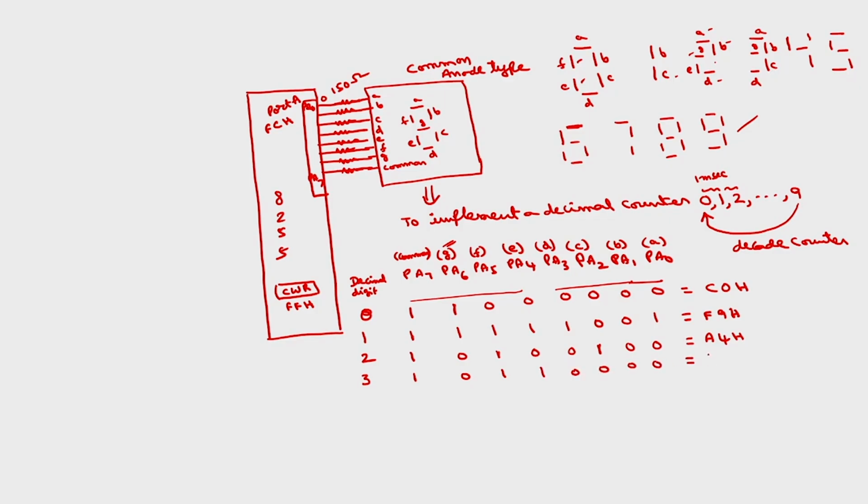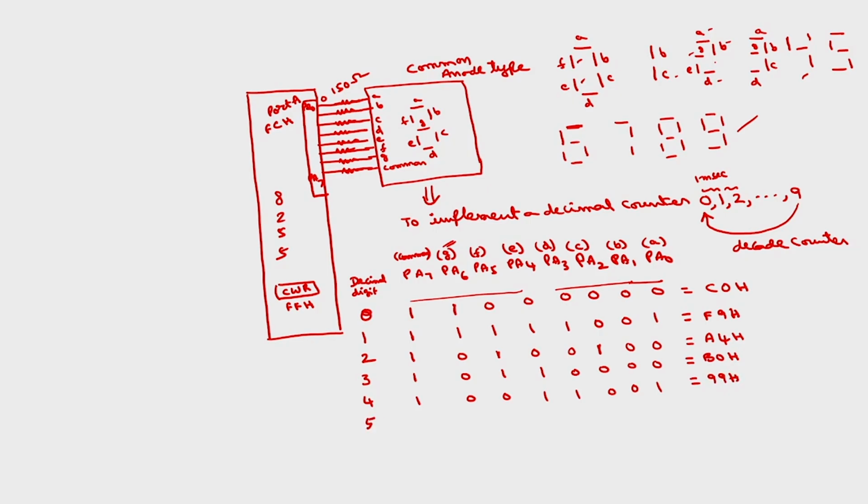This will be B0H, corresponding to 4. So, what are the segments? Segments are B, C, F and G. This will be 1, B, C, F and G should be 0. F and G, B and C should be 0, remaining all are 1s. So, what will be the code? 99H.